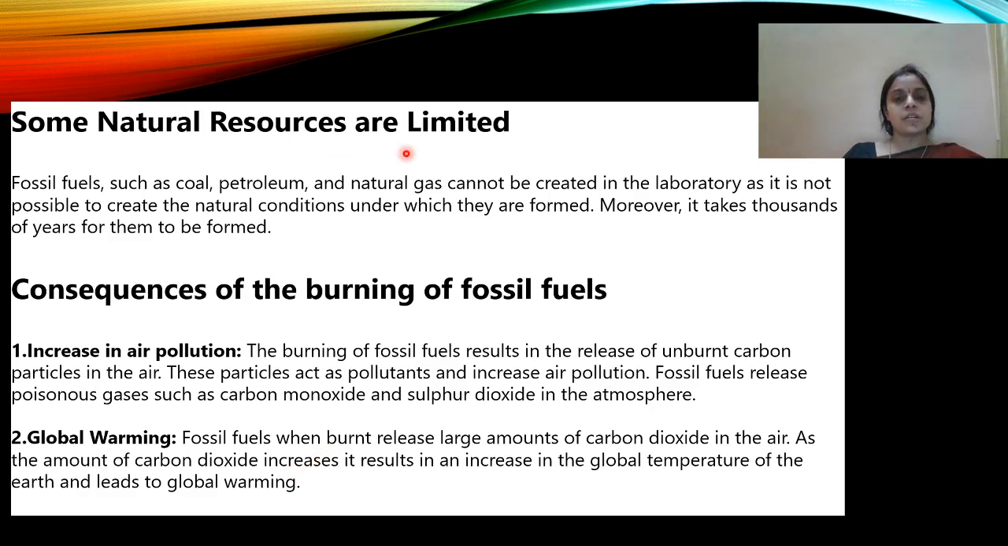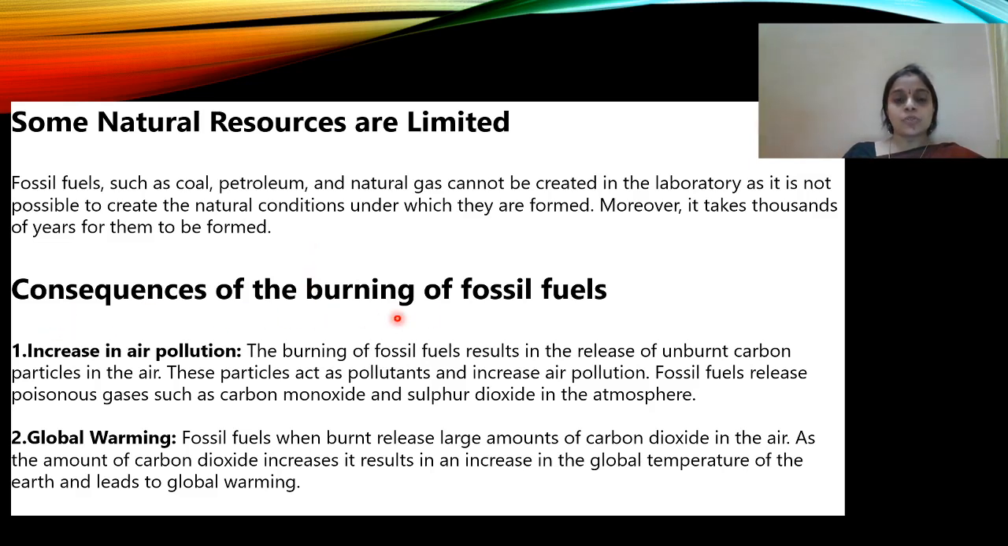Natural gas reserves are limited. Fossil fuels such as coal, petroleum, and natural gas cannot be created in the laboratory, as it is not possible to create the conditions in which they are formed. Moreover, it takes thousands of years to form.